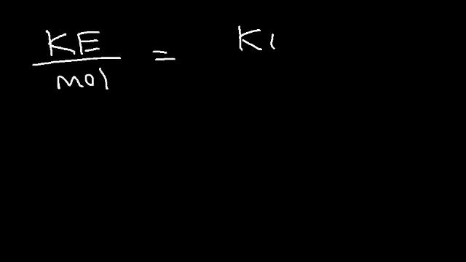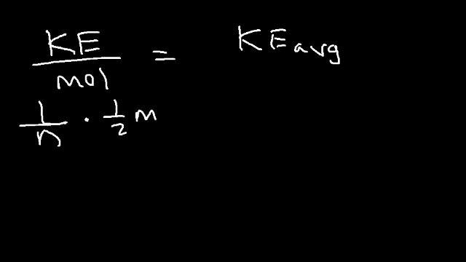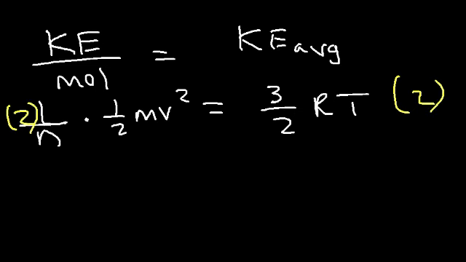So the kinetic energy divided by the moles is equal to the average kinetic energy, which has units joules per mole. So I'm going to write it as 1 over n times the kinetic energy of an object, which is 1/2 mv squared. The average kinetic energy we said was 3 over 2 times RT. So if we multiply both sides by 2, we can cancel the fractions. The 2 over here will disappear, and the 2 will disappear as well.